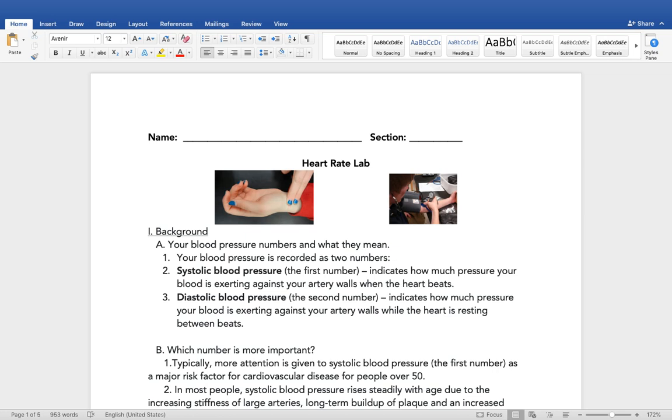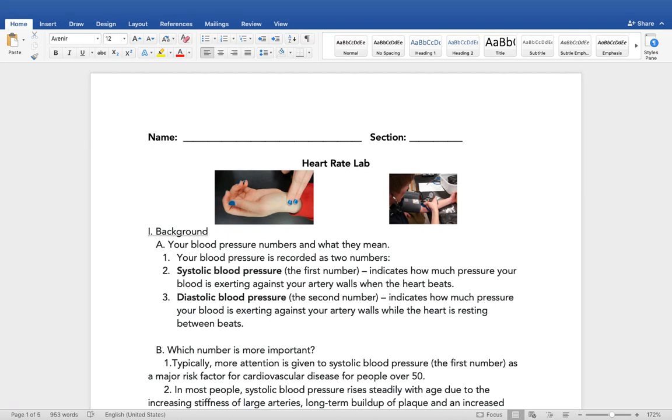Hi everybody, so today we have to complete a lab in class. We are going to be calculating our heart rates. And so like we learned last class, we can calculate our heart rates by calculating our pulse. We can do that because our pulse rate is the beating of our artery. And when our artery beats, this matches the beating of our heart rate.